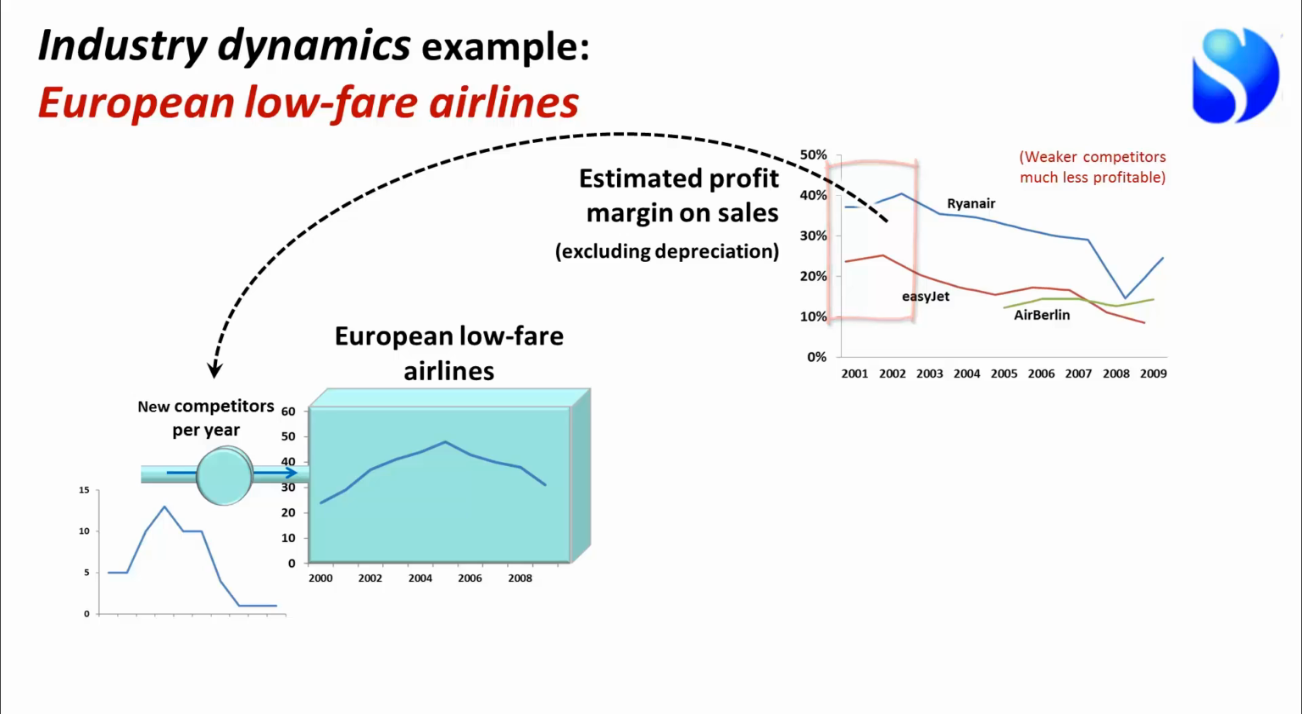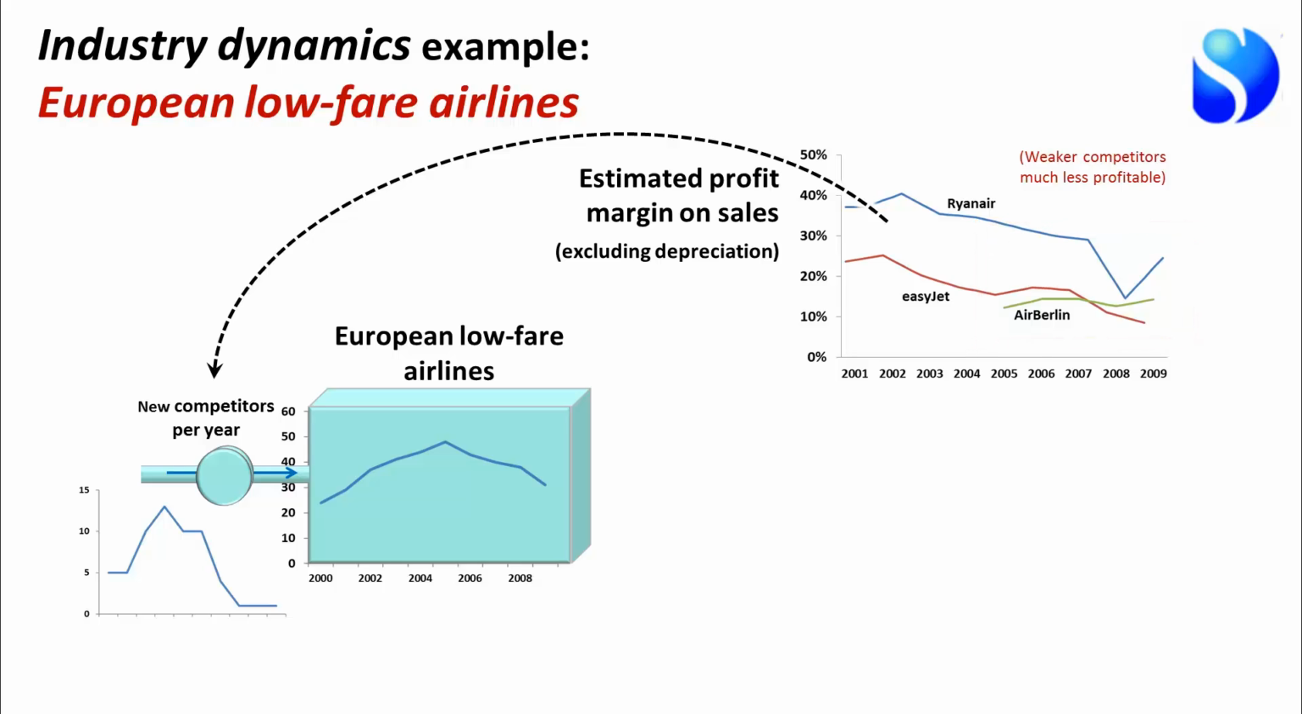Down at the left-hand side, that's the number of new competitors entering the European low-fare airline industry during that period. 5 each in 2000, 2001, then 10, then 13, then 10 again for a couple of years. But as that profitability got more and more difficult, you can see in the last few years of that period, very few new competitors started up at all. But as I say, as that profitability comes down, other airlines find it more and more difficult to survive.